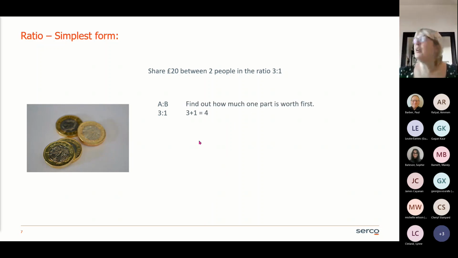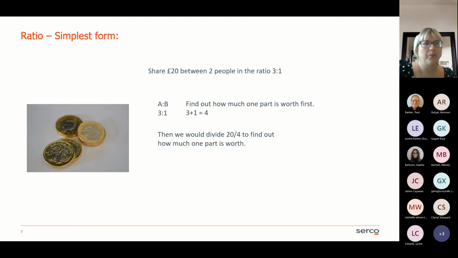So the first thing that you would do, and this is a nice simple example, like I said, but in questions they're not always as simple as this. The first thing you would do is find out how much one part is worth. So you would look at the ratio: part A has 3 parts and part B is 1 part. You would add those two together, so you would add 3 and 1, which would give us 4.